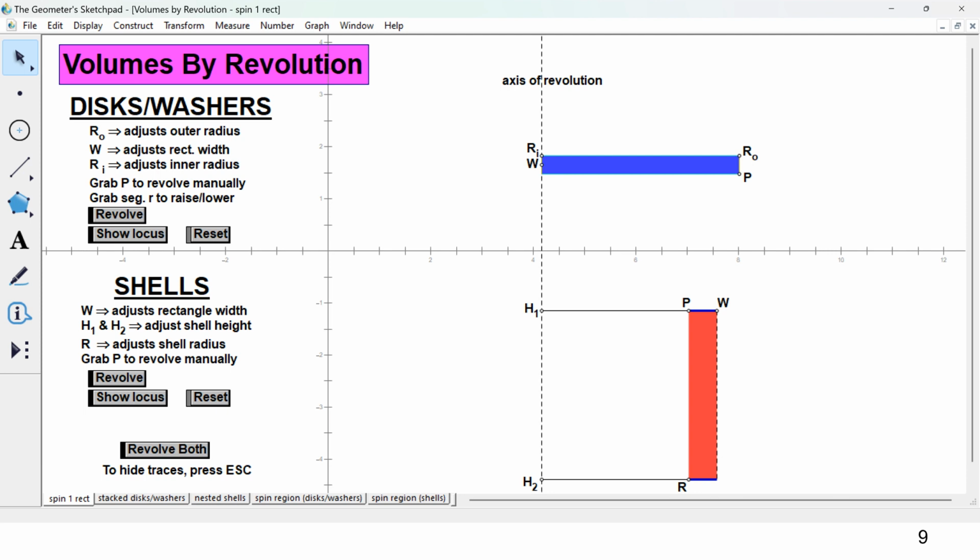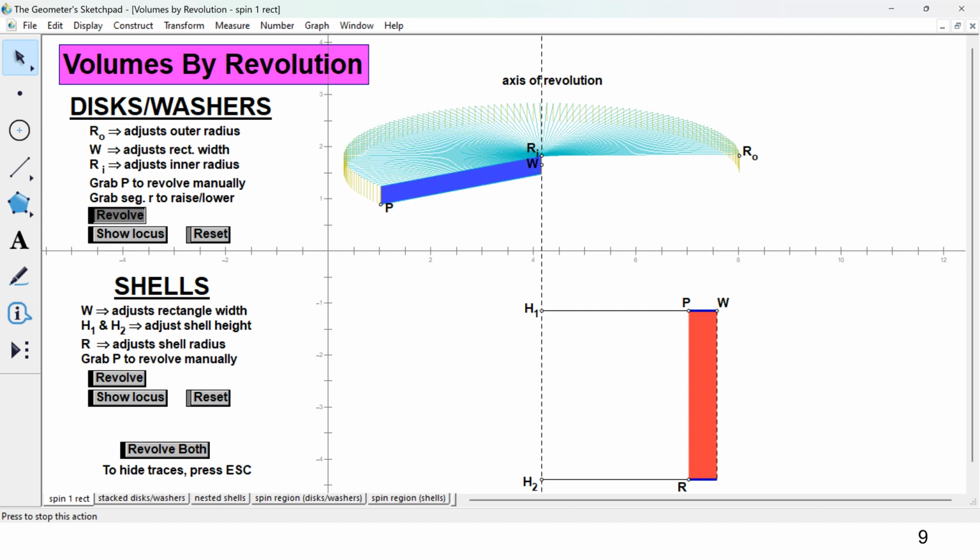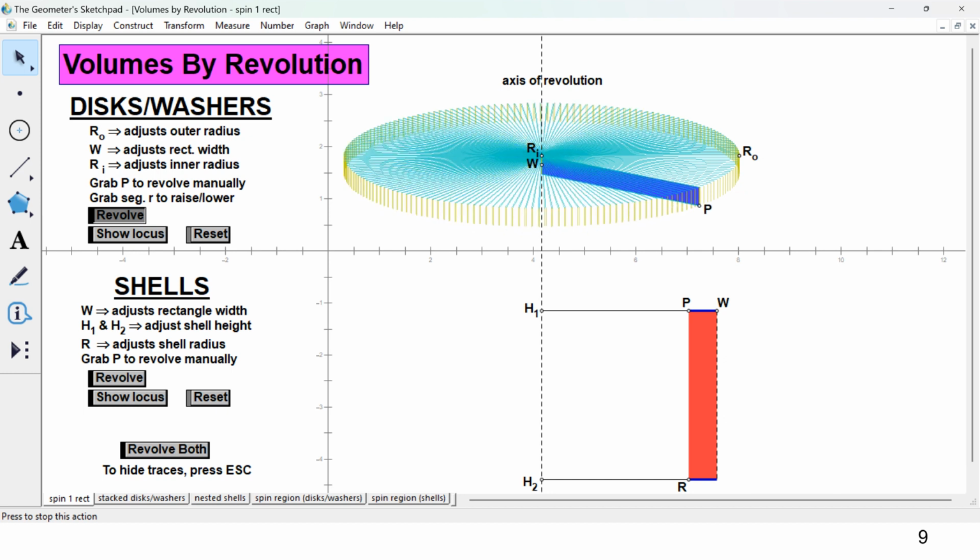So there's my rectangle, and I'm revolving around this line. And since that line is what's called the axis of revolution, when I spin it, I get that disk that we're looking for. Okay, we've talked already about how to find the volume of that disk, and we'll do that a lot, but that gives you a visualization of what's going on.